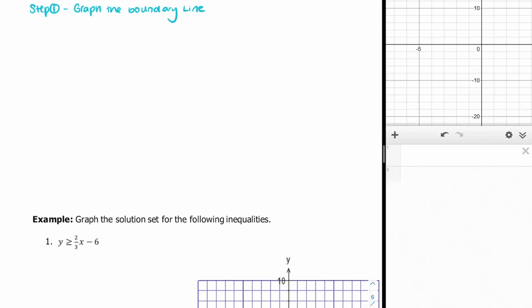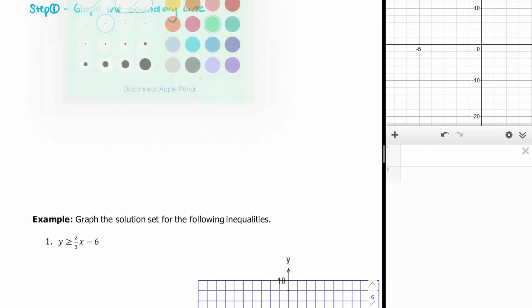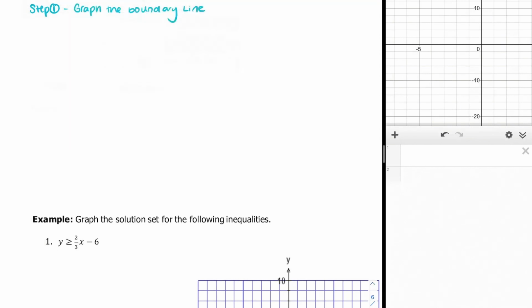Okay, and we graph it just like we normally would for an equation. So if we have y is equal to mx plus b, our b is our y-intercept, and our m is our slope. We graph it the same way that we did in 6.0. The key difference in doing this for our linear inequalities is just determining whether it's a solid line or a dashed line. So the boundary line is going to be a solid line if the values are included.